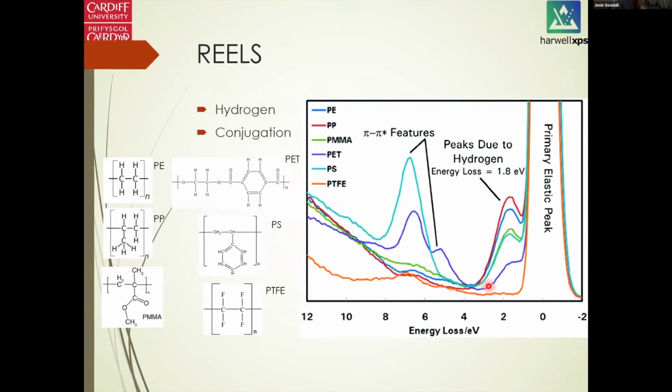Together with this, further down the energy loss, we could see the concentrations of these aromatic rings, and these peaks are shown as the electrons transferring from the HOMO to LUMO. And we could see that for polystyrene, the light blue one, and the PET, the dark blue spectrum, they all have the conjugated features.